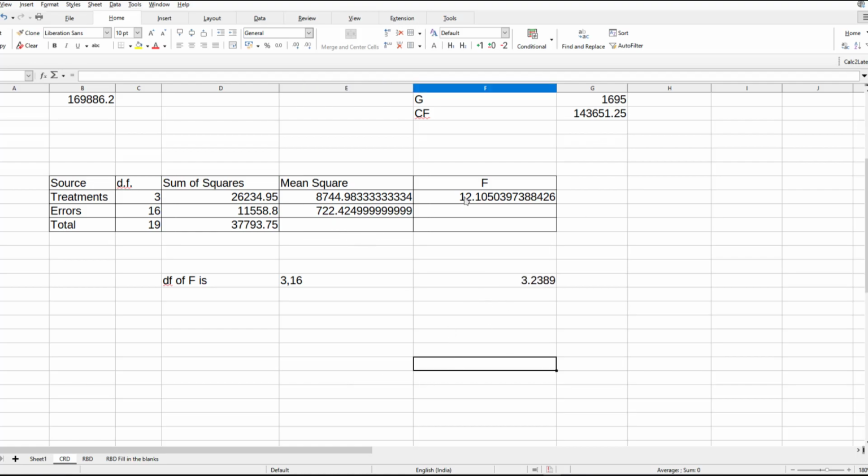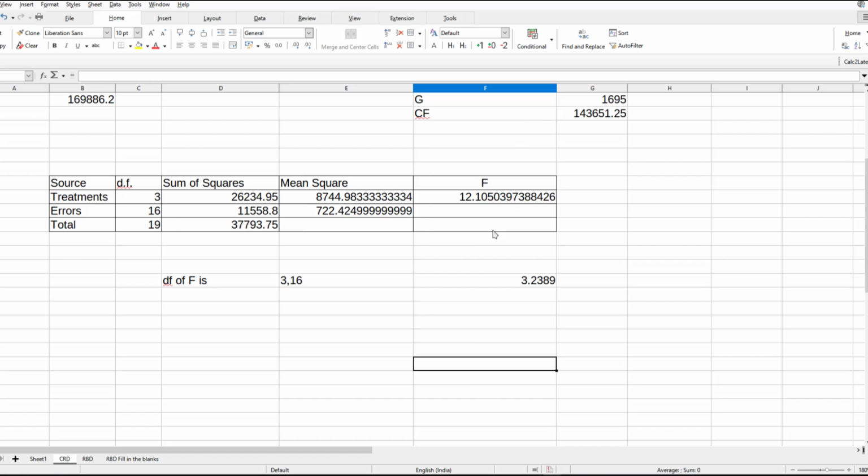And what is our calculated value? Calculated value is 12.10. So obviously our calculated value is way greater than our tabulated value. So what will be the conclusion? We should reject our null hypothesis, right?